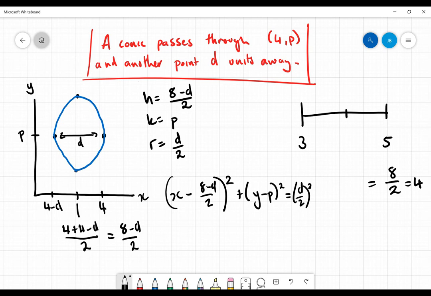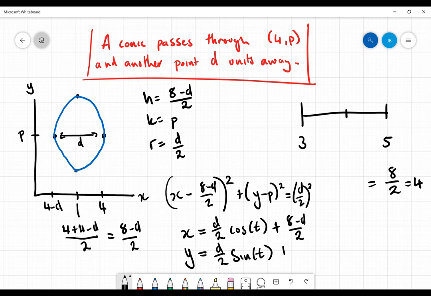And then our parametric, we've got x equals D over 2, that's our radius, cosine t, plus our horizontal position, 8 minus D over 2. And then our y value is just, once again, D over 2 sine t plus P. And that's it. We've got our Cartesian and our two parametric, and the graph there doesn't matter. All right, thanks for watching.